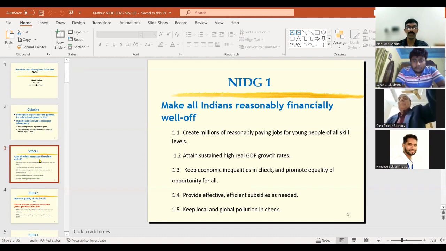So the first one is to create millions of reasonably paying jobs for young people of all skill levels. And this all skill levels is critical because the Indian education system basically stinks, and people living in villages, etc., cannot hope to get good skills, but they will need jobs when they are 18, 16, something like that. They are not going to be engineers and doctors and people like that. They're just going to be high school dropouts or maybe high school completed, but not a high degree.